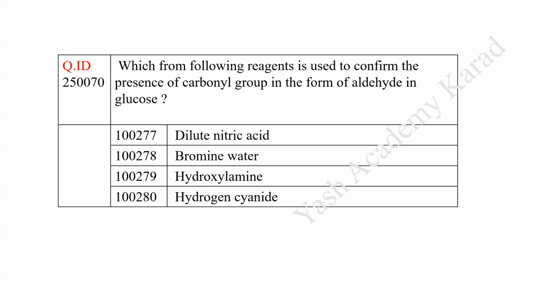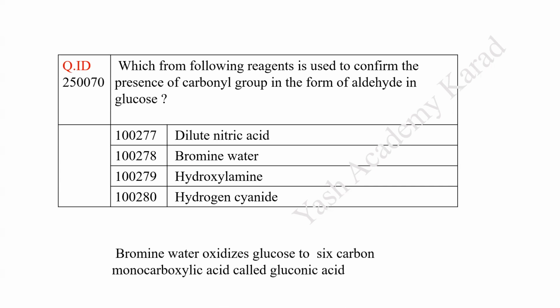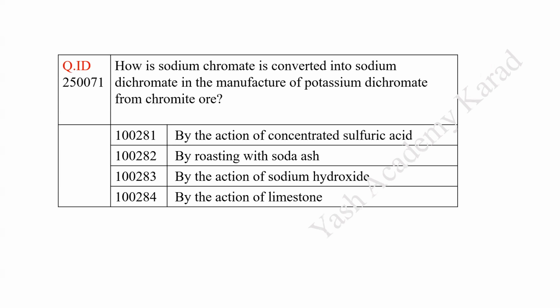Which from following reagents is used to confirm the presence of carbonyl group in the form of aldehyde in glucose? So correct answer is bromine water. How is sodium chromate converted into sodium dichromate in the manufacture of potassium dichromate from chromate ore? The correct answer is by the action of concentrated sulfuric acid.